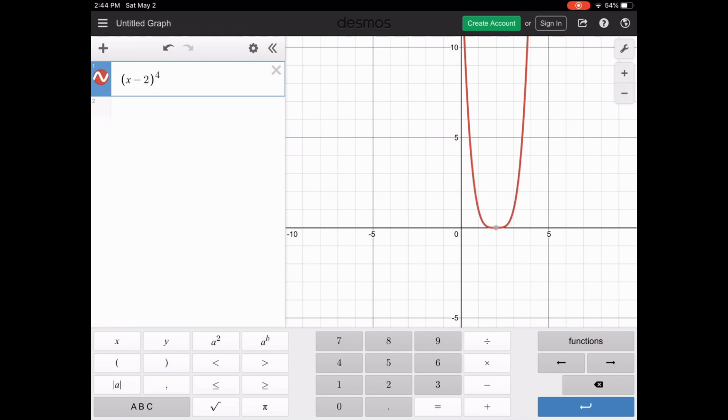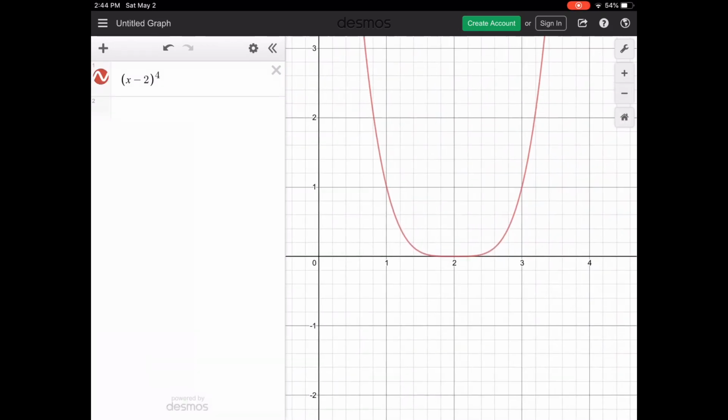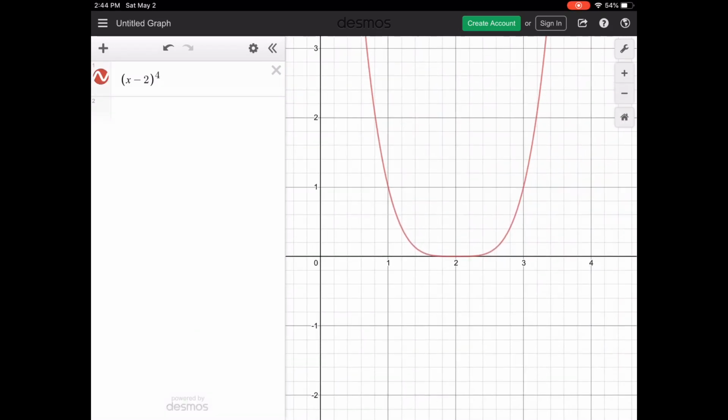Here's that quartic function that we were just playing with, and you can see that it really is concave up everywhere. Even though it goes down to this min at 2, 0, at no point does it change concavity.